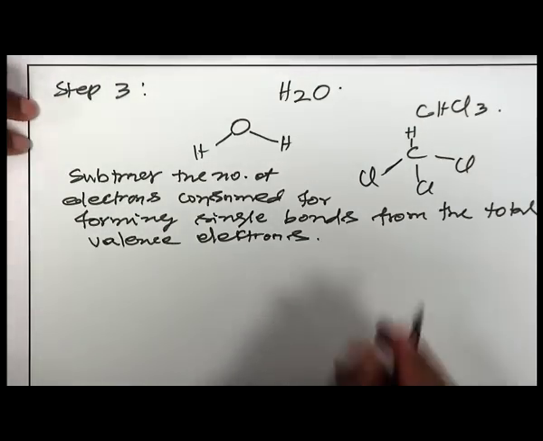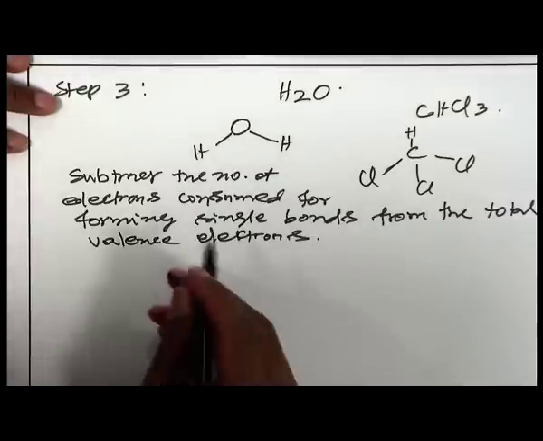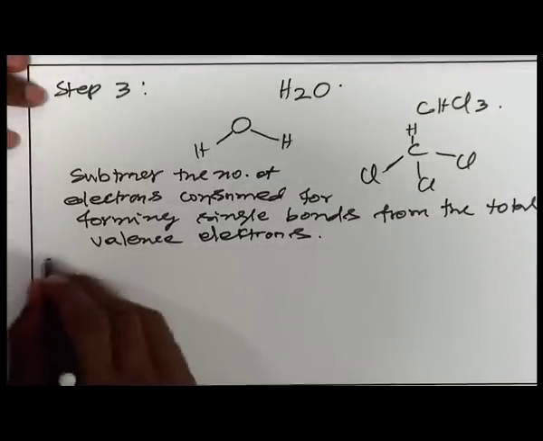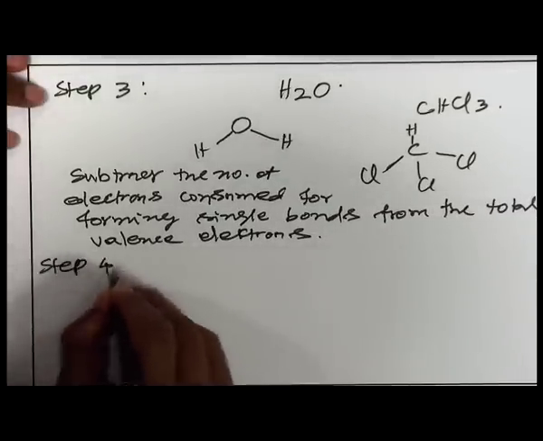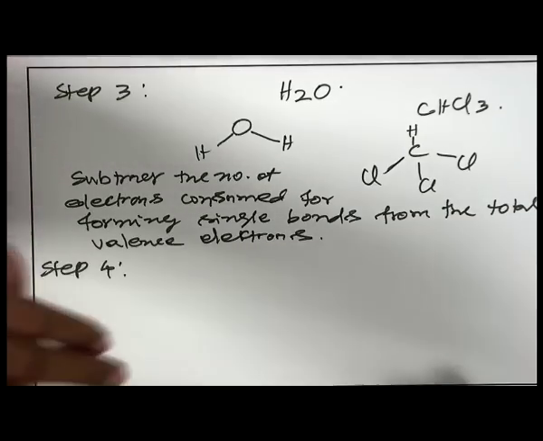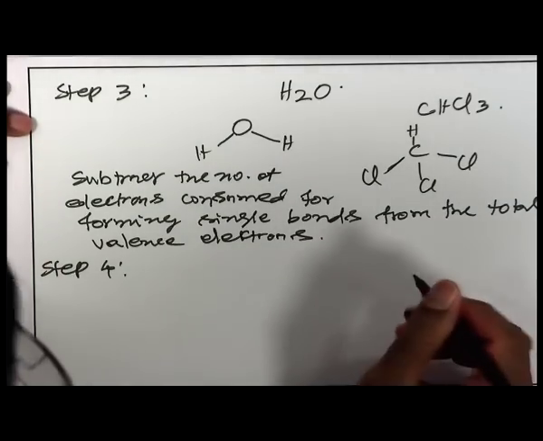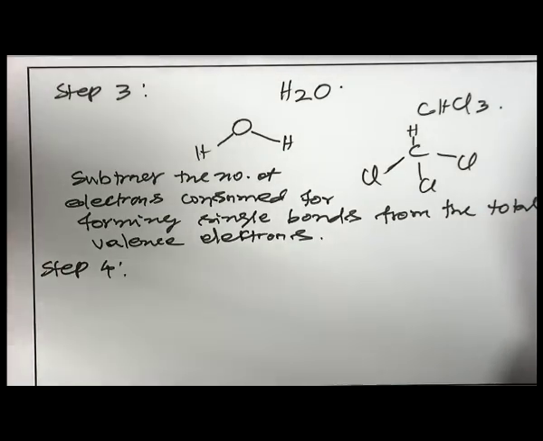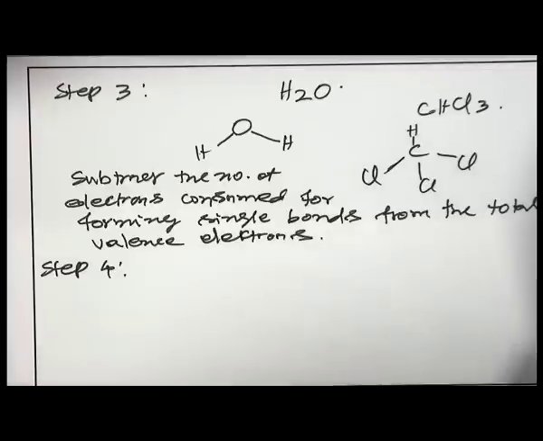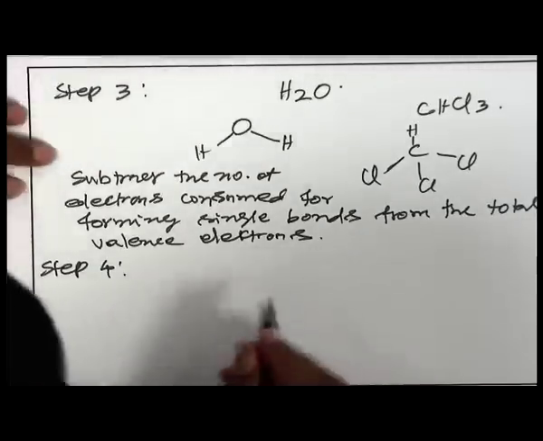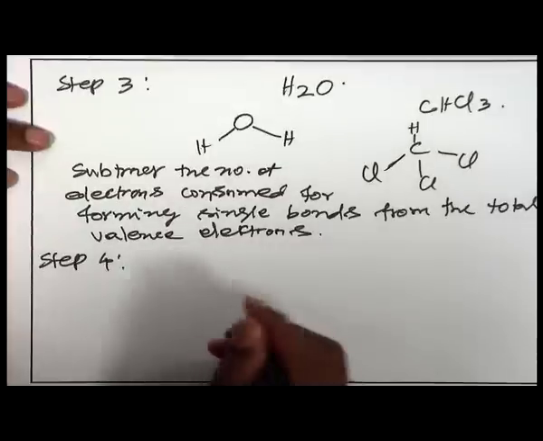And then you have to step 4. In step 4, you have to distribute the remaining electrons after subtracting the electrons which are consumed for forming a single bond. They should be distributed at the terminal atoms.